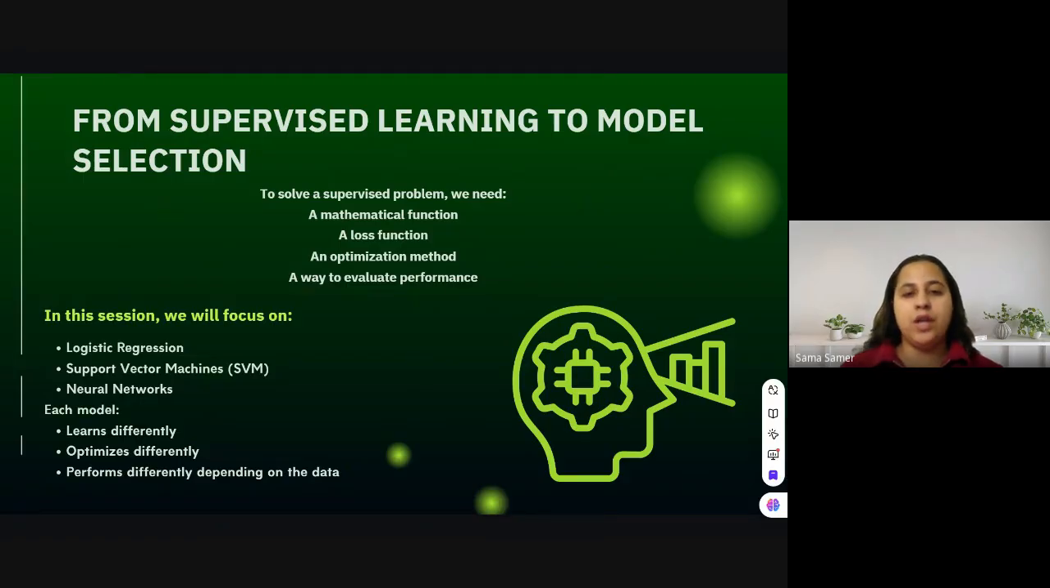Is there any questions till now? Okay, let's continue. My goal here is to know what is the right model for the right problem.